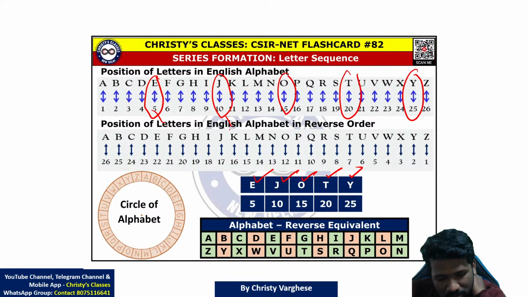For example, U का position find करना है तो मुझे पता है T 20 है, T 20 है तो TU है, so U 21 होना चाहिए.